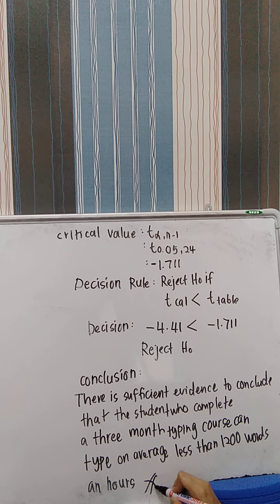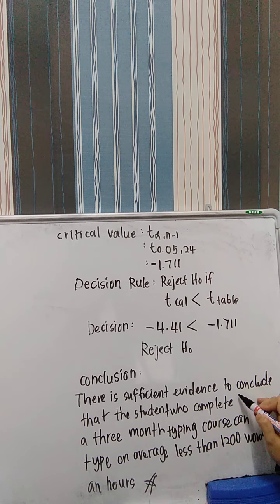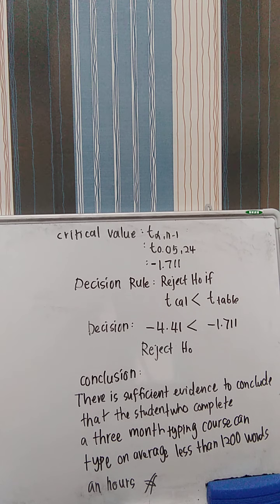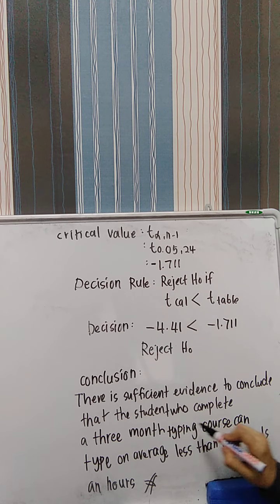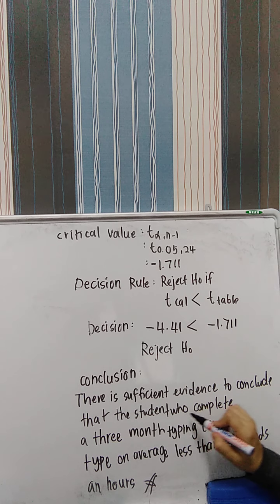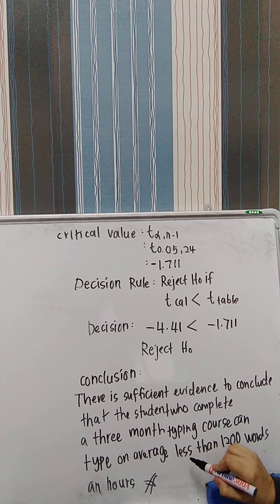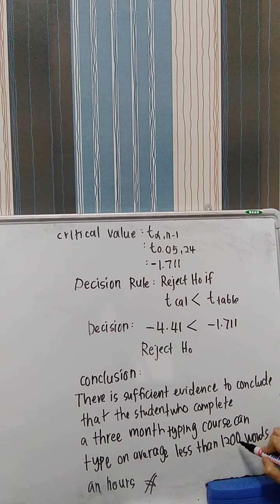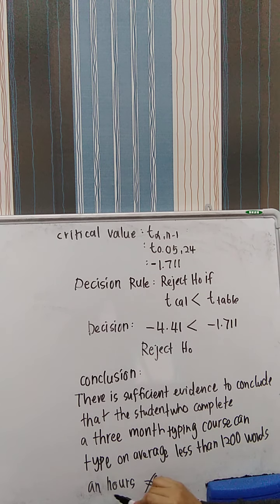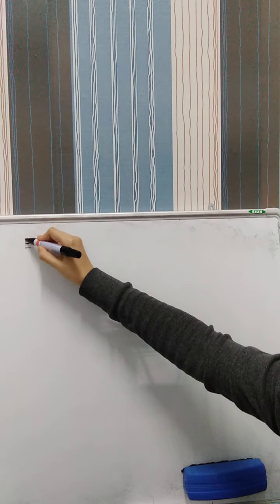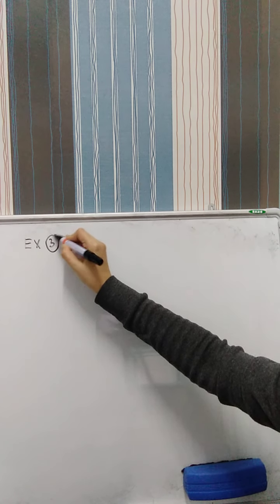Okay, you must state the claim. What is the claim? Okay, so the claim is the students who complete a 3-month typing course can type on average less than 1,200 words an hour. Okay, this is for example 2. Complete for example 2. Okay, next I continue to example 3.